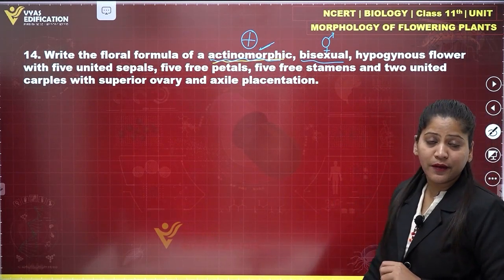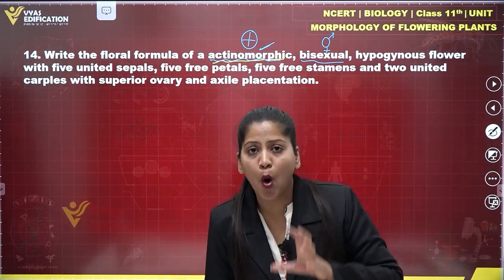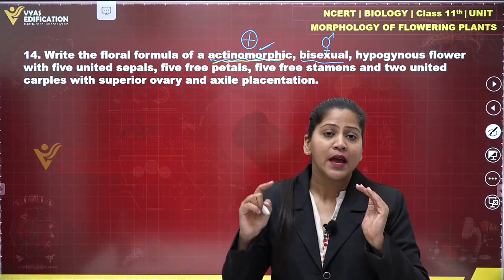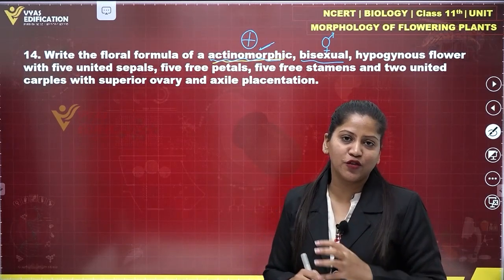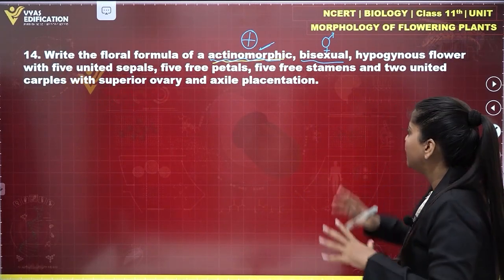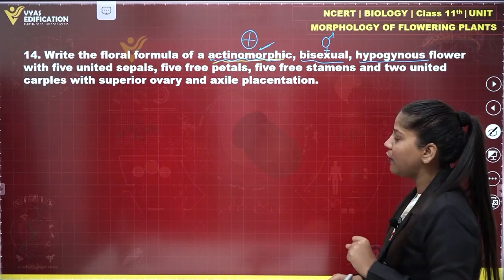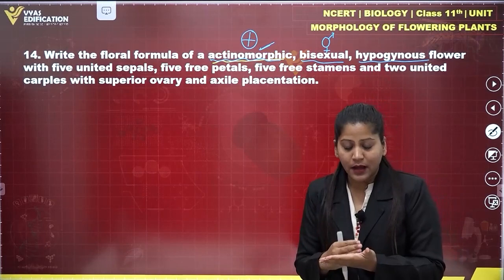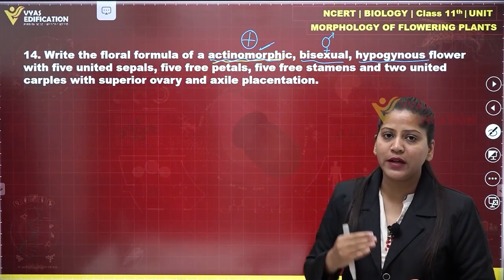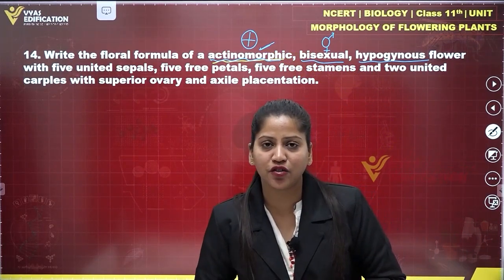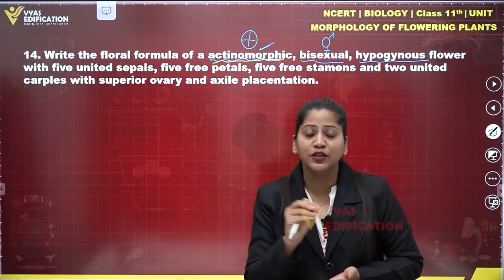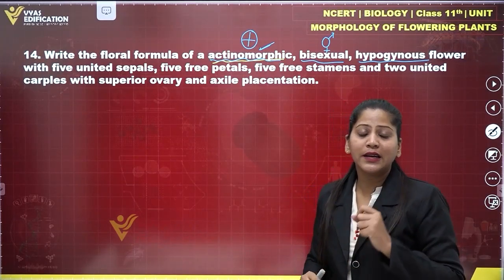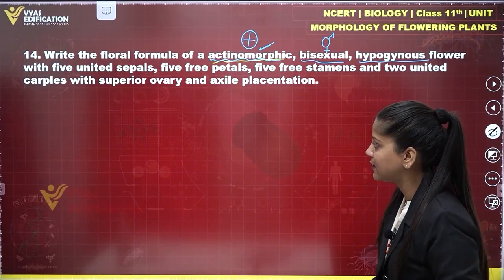Then the hypogynous flower. Hypogynous flower means the ovary is superior. The ovary is present at the highest position with respect to other floral appendages or parts of a flower. So this is the hypogynous condition of a flower, or the ovary is superior. And in the floral formula, whenever the ovary is superior or in hypogynous condition, we will underline G. That means the ovary is superior or the condition of ovary is hypogynous.